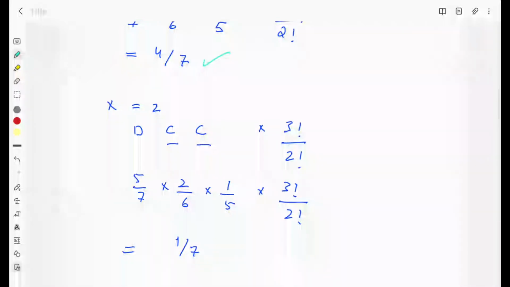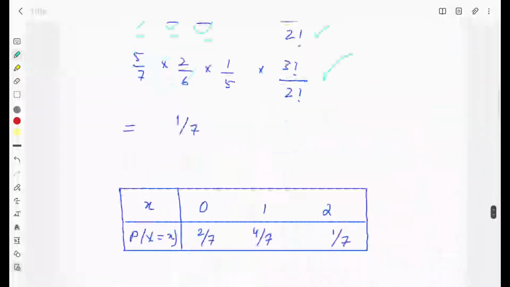Then you go for x equals 2. There are 2 cats, so 1 dog and 2 cats. Again, permutation: there are 3 spaces, so 3 factorial, and 2 cats are repeated, so it's divided by 2 factorial. The probability of getting the first dog is 5 over 7. The second animal is a cat. There are 2 cats, so 2 over 6. And then 1 cat is left, 1 over 5. Multiply by the permutation. So the probability of getting x equals 2 is 1 over 7.